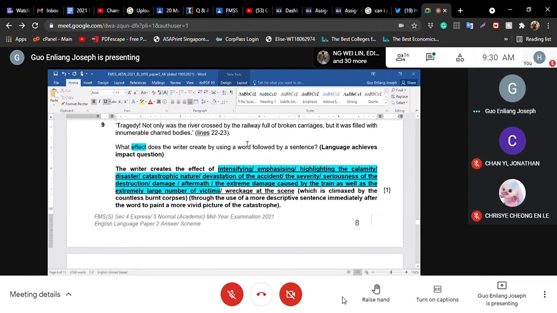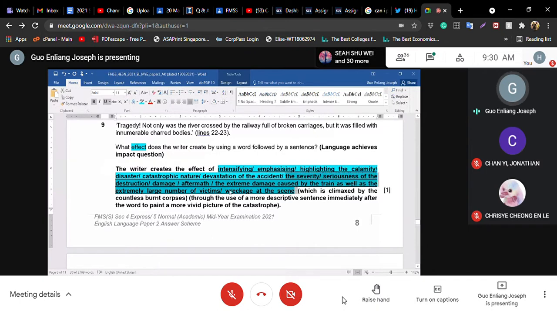The ones that are highlighted are all the possible correct answers. So it intensifies, or it emphasizes, or it highlights the calamity or the disaster or the catastrophic nature of the accident, or the devastation of the accident. The severity or seriousness of the destruction, damage, and also the wreckage at the scene.